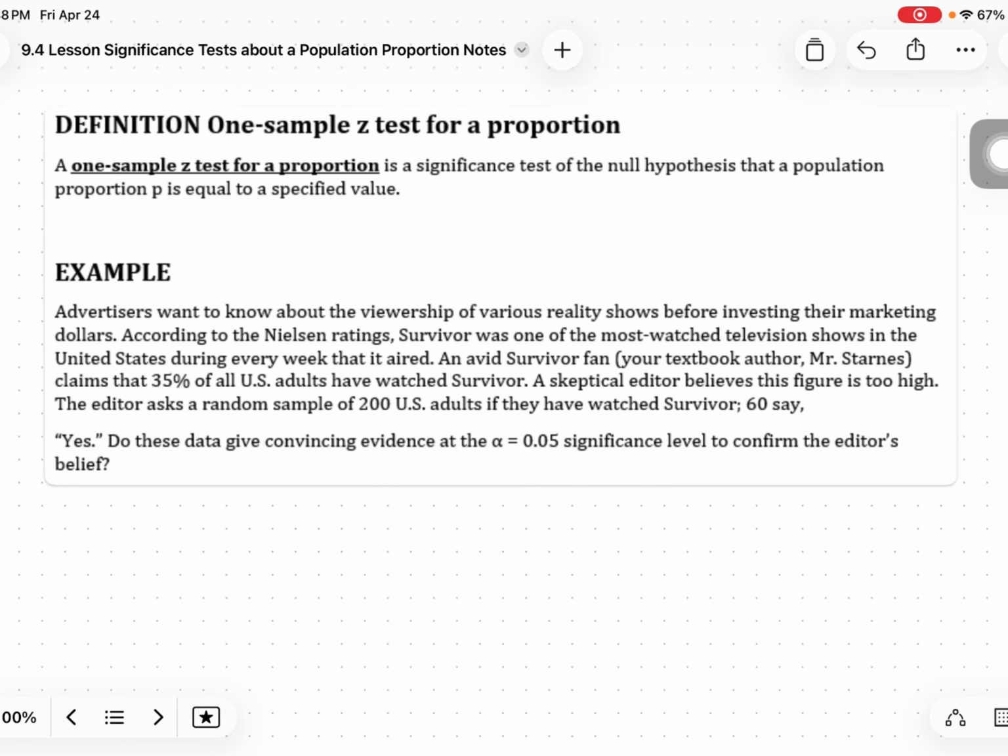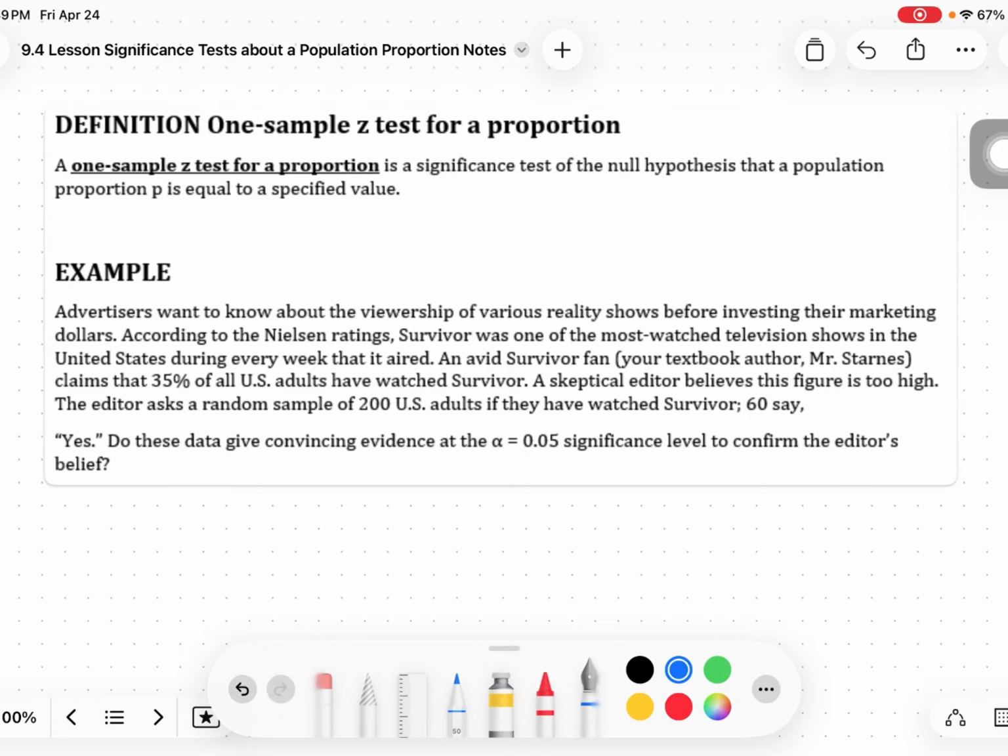So here we're going to do an example of a one-sample z-test. That z-test indicates to us we're going to have to calculate a z-value. In order to do that, we're going to have to calculate a standard error for our null proportion. And so the formula for that is going to look something like this. And it should look familiar.